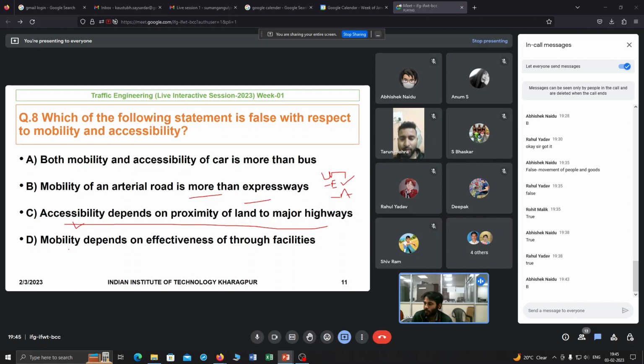Then what is mobility? Mobility obviously depends on the effectiveness of the through facilities. If you want to travel from place A to B and your through road movement is not good, then you may not be able to travel faster. So it is generally the effectiveness of the through facilities.